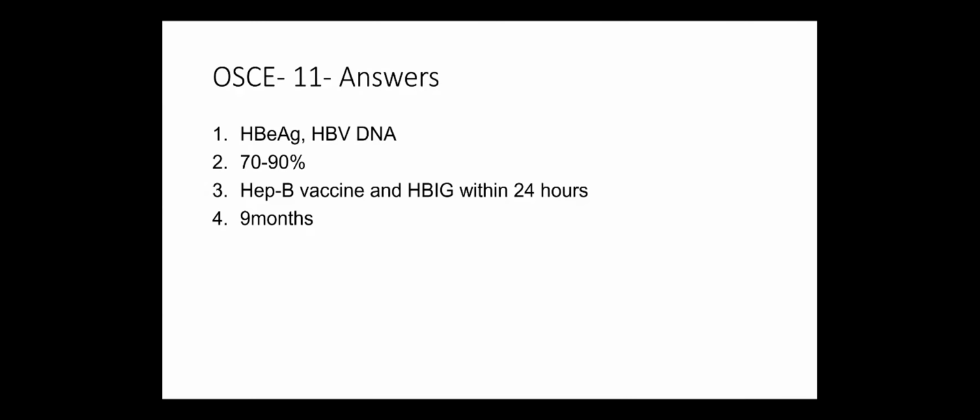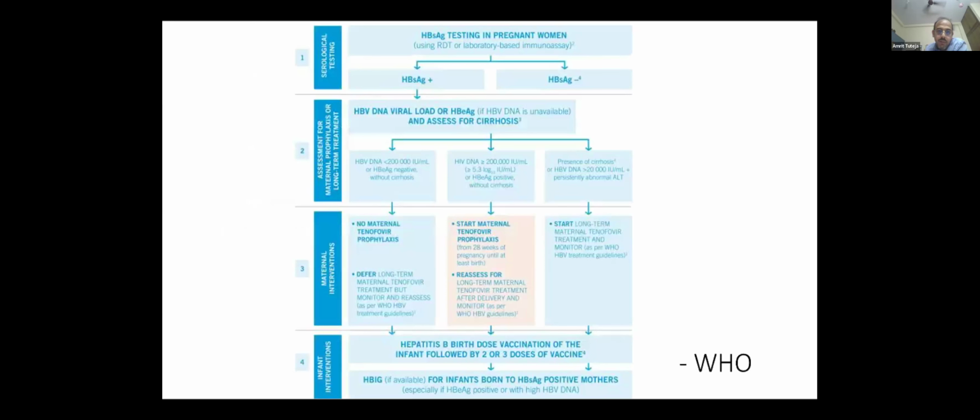So HBeAg and the viral DNA are the most important investigations we want to know, because if HBeAg is positive, there is a 70 to 90% increase in transmission. And correctly answered, hepatitis B vaccine and immunoglobulin we have to give. Some guidelines say 12 hours, some say 24 hours. So at least within 24 hours, we should give these two things. And by 9 months, then we have to see the blood reports in the newborns.